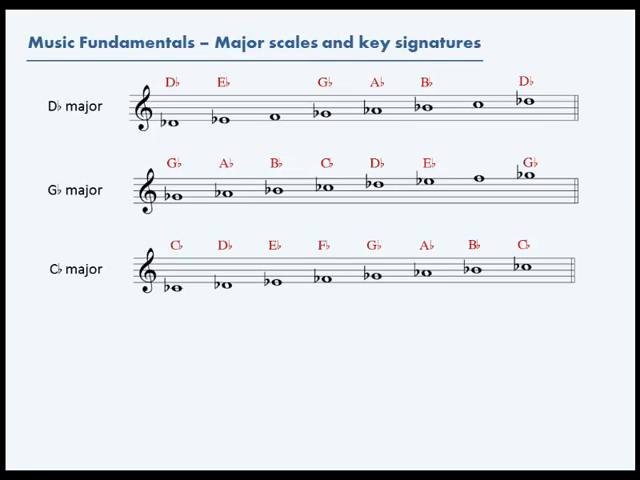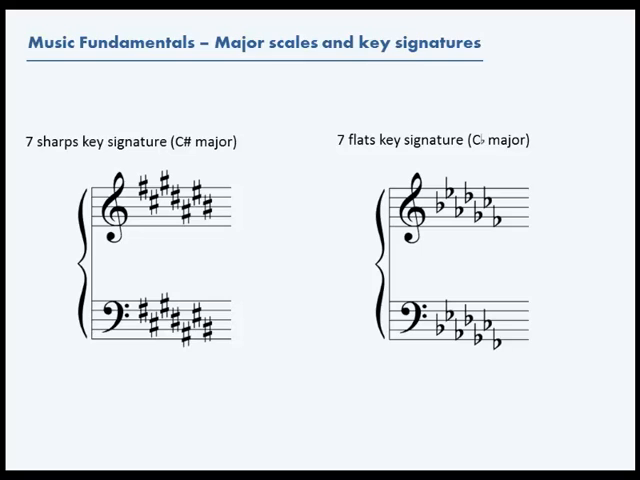Notice the order for adding the flats: B, E, A, D, G, C, F. Take a minute to compare the flat key signature to the sharp key signature. Notice that the order of sharps is reversed for flats. There are some little mnemonic sayings that might help.